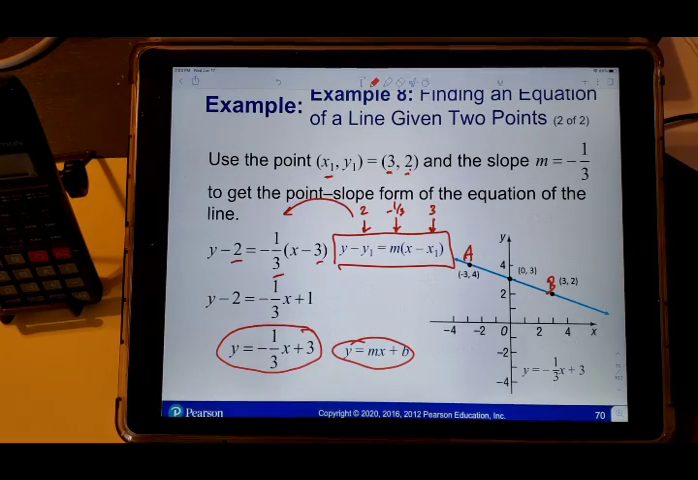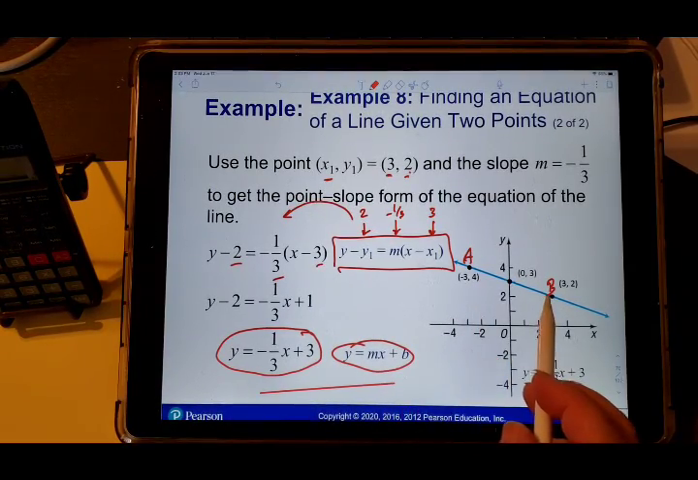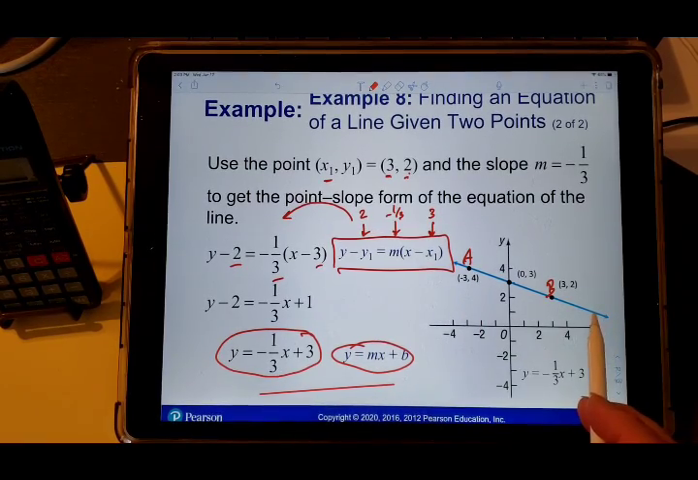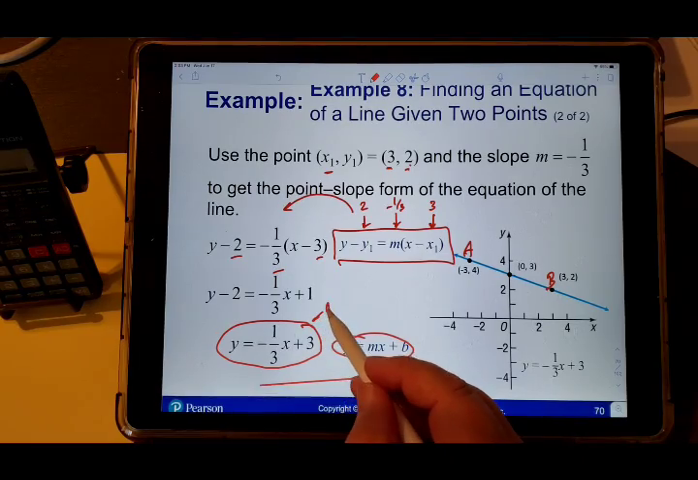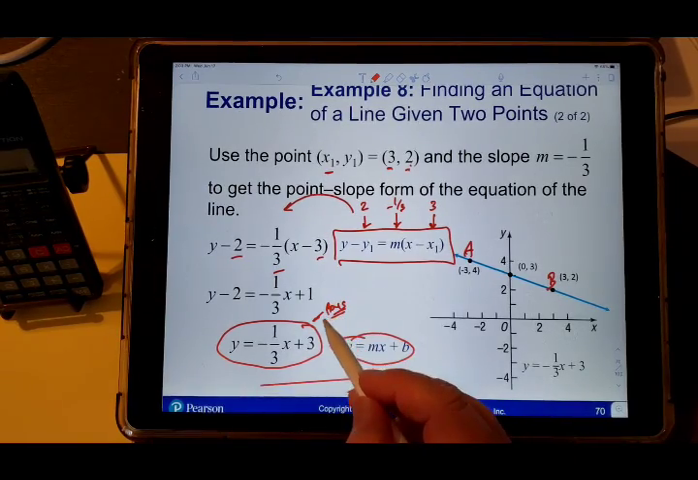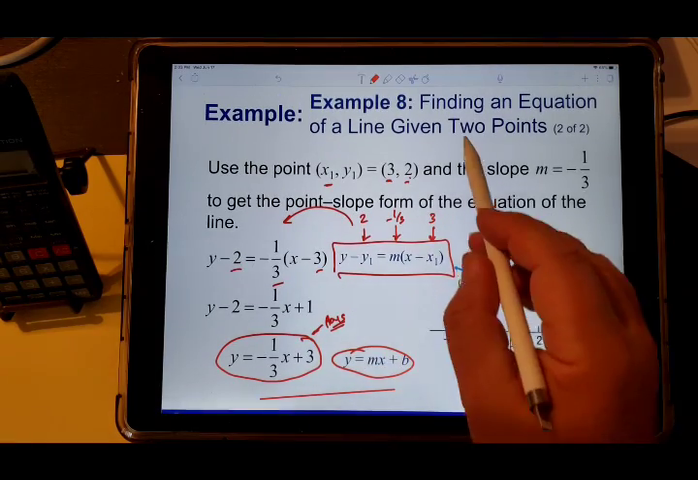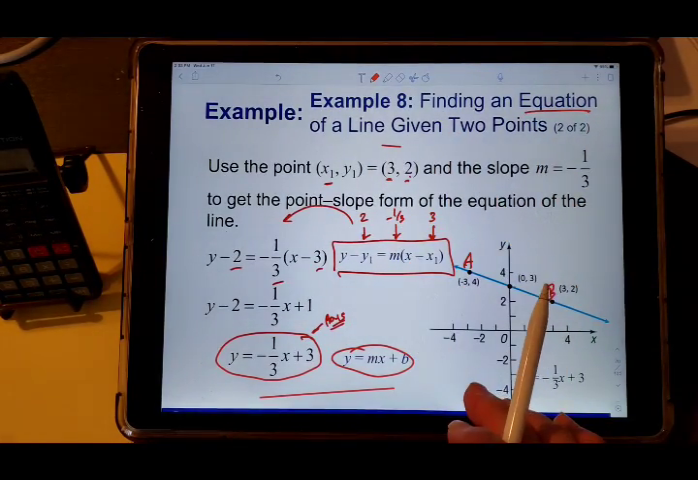And by the way, I didn't do this to graph this. If I wanted to graph it, I already had 2 points. I could have just plotted those points and connected them with a straight line. We do this to find the equation. In other words, this is the answer to this problem. The answer to the problem is the equation. That's what we were looking for. Remember, it says find an equation of a line given 2 points.